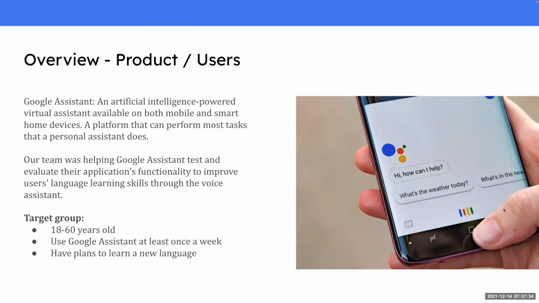Google Assistant is an artificial intelligence-powered virtual assistant that is available on both mobile and smart home devices. In addition, Google Assistant can support interpretation mode, link to third-party applications, and other features in both verbal and writing formats. The target group of the product is between 18 to 60 years old and will use Google Assistant at least once a week. And in addition to these basic requirements, our project's target user group is also required to have plans to learn a new language.